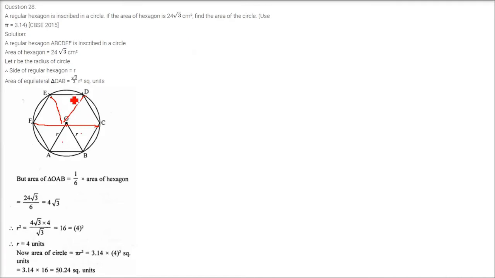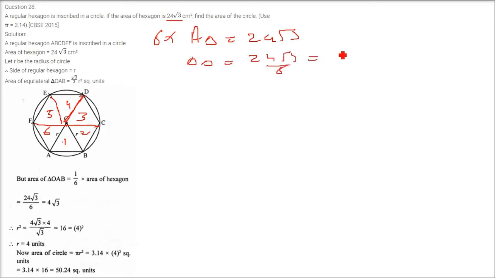So we have to find the area of the circle. For finding the area of the circle, we need the radius. So if you take this one triangle, there are 6 triangles, 1, 2, 3, 4, 5, 6. So 6 into the area of one triangle is equal to the area of the hexagon, which is given as 24 root 3. So the area of the triangle OAB is nothing but 24 root 3 by 6. So the area of the triangle is 4 root 3. This is what we got.